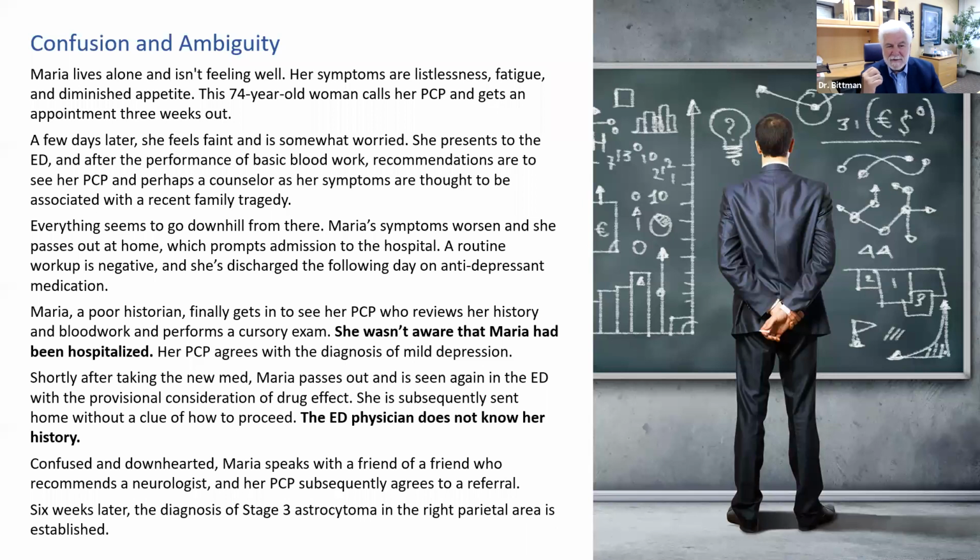A few days later, she feels worse. She goes to the ED, some basic blood work is performed, and there's a recommendation to see her PCP and a counselor because there's some suspicion that this may be psychological based upon the fact that there was a recent family tragedy. And that may in fact be possible. However, everything seems to go downhill from there. Her symptoms get worse. She progressively has more difficulty with her balance and listlessness, and that prompts a visit to the hospital. They do a routine workup, which is negative. She's discharged the next day on an antidepressant medication.